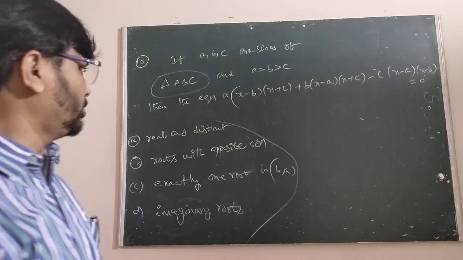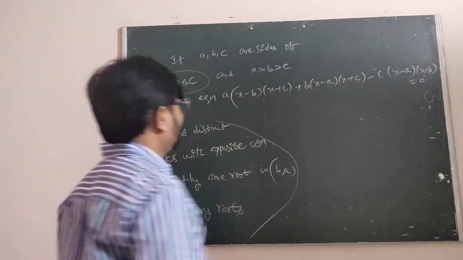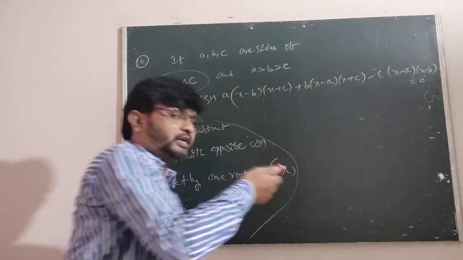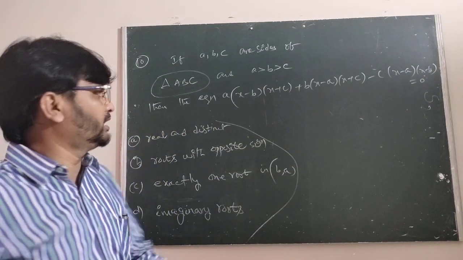Undoubtedly a, b, c are positives. Next, here a is greater than b is greater than c. That means c is less than b is less than a.